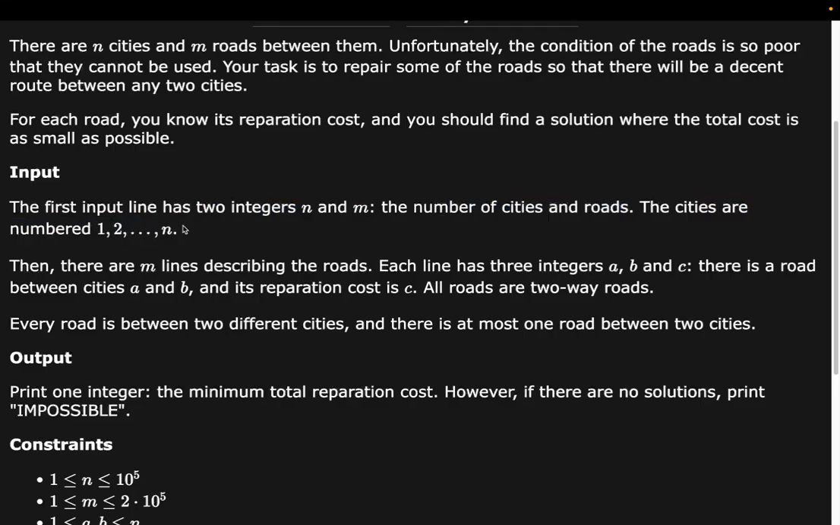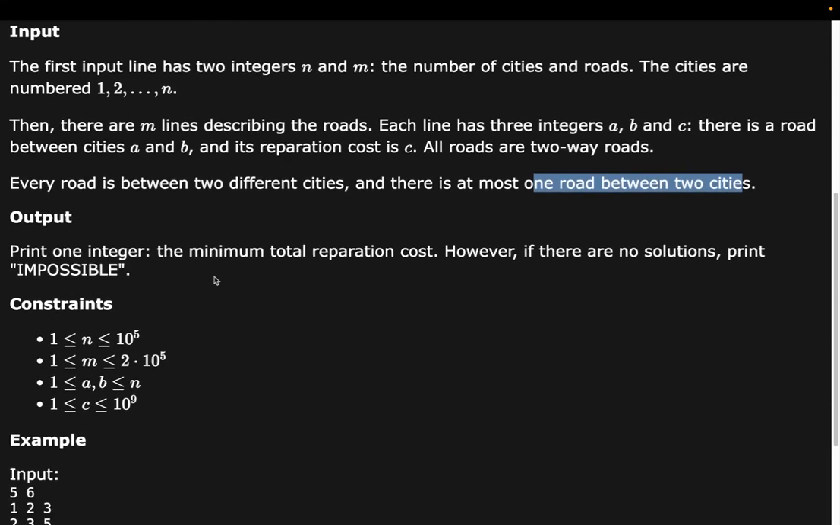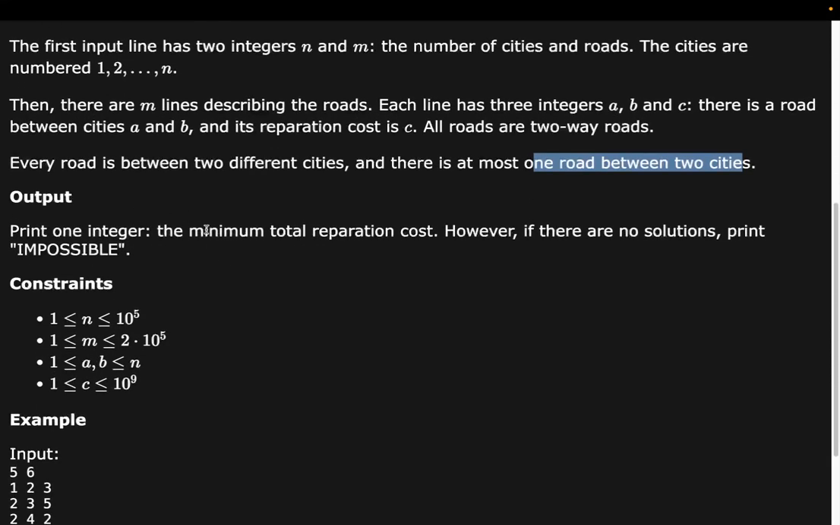The cities are numbered 1 to n. Then there are m lines describing the roads. Each line has three integers a, b and c. There is a road between cities a and b and its reparation cost is c. And all roads are two-way roads. So every road is between two different cities and there is at most one road between any two cities according to the input. Okay. So you need to print one integer, the minimum total reparation cost.